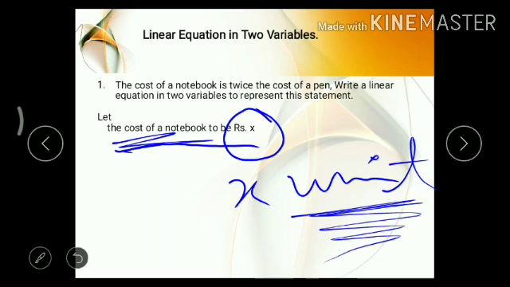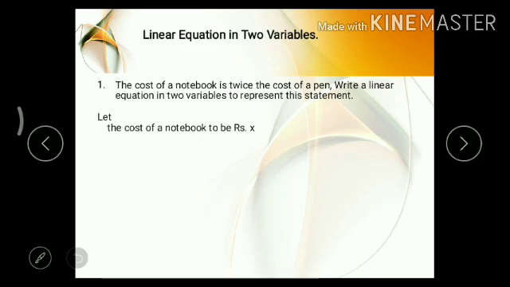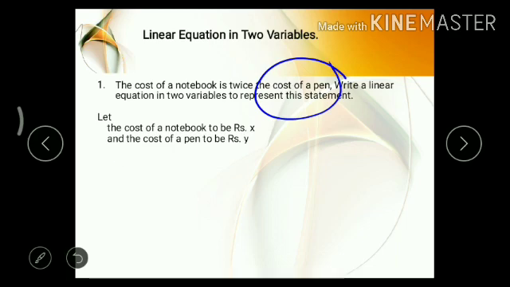In a similar way, the cost of a pen, which is also not known to us, we shall write as rupees y. So this is the cost of the notebook, and this is the cost of a pen that we have assumed, so that we can represent it in mathematical form.